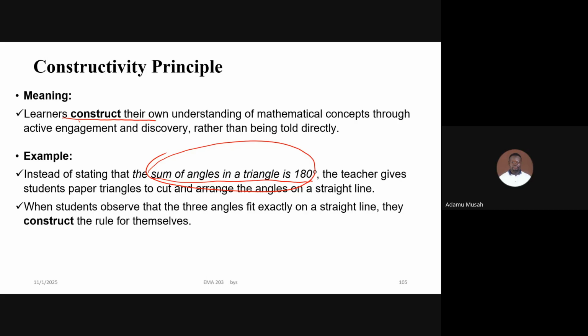Then the next thing you do is you ask the children to draw triangles, different triangles. Oh, you are still going abstract. You are still going abstract. Don't let them draw. Please. What should they do?